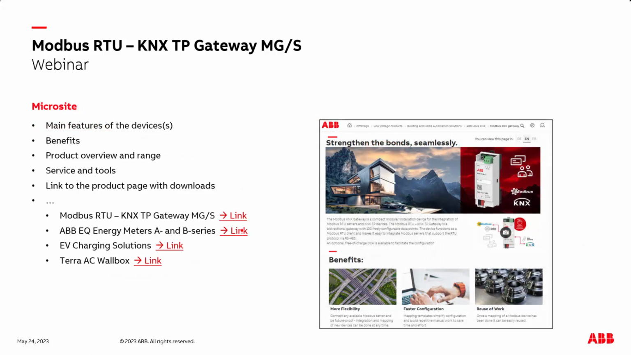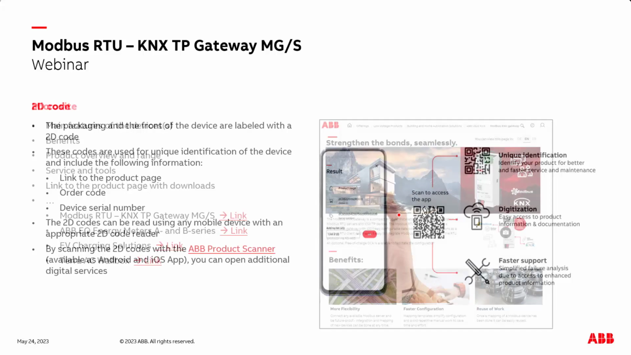Then we also have some product microsites. Microsites are special websites for a product or for a system. For example, we have them for Modbus RTU, for our energy meters, charging solutions, and the Wallbox. And you can find there the main features, product overview, service and tools, downloads, and so on. These are special microsites.